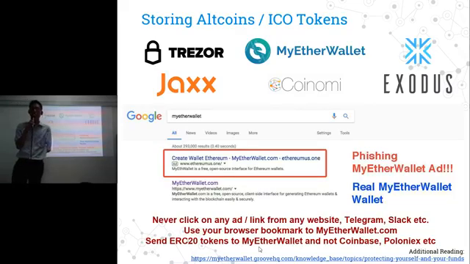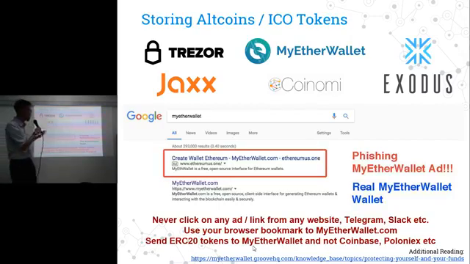And if you're looking at Ethereum, I recommend MyEtherWallet. If you're looking at buying ICOs, never ever send your ERC20 tokens to exchanges like Poloniex or Coinbase. If you send them to the Ethereum address, you'll never get them back.